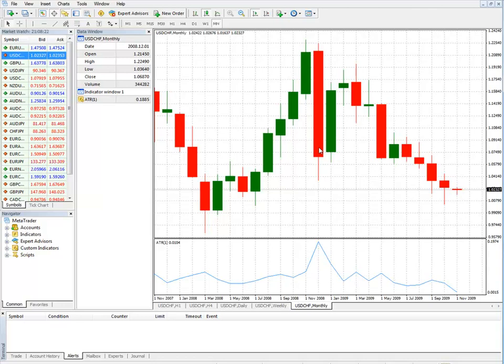Some may have the pattern that you're looking for, but not be of the right type of range of volatility that fits within your risk parameters. See, for instance, this month right here, well, that's almost 2,000 pips. Big move. So you may not want to trade that particular inside bar. So you may look for something smaller. You may look for something along these lines.